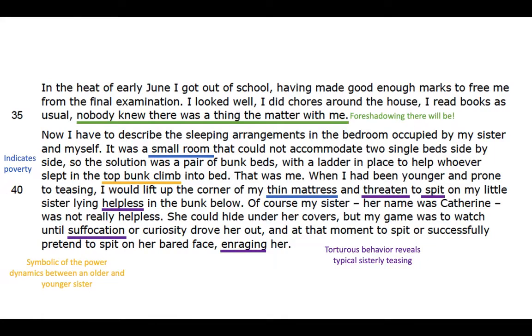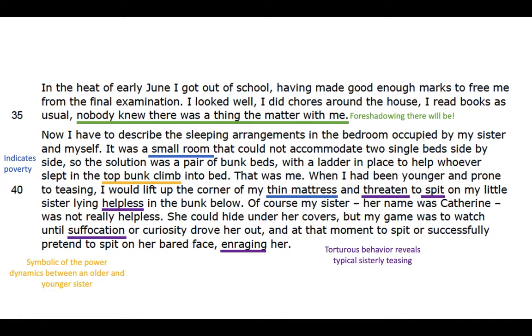And there is a bit of foreshadowing again. This helps build the tension. I would say this is part of the rising action as well. "Nobody knew there was a thing the matter with me." That foreshadows that actually there is. Now that she's looking in hindsight, she knows there was something wrong with her.